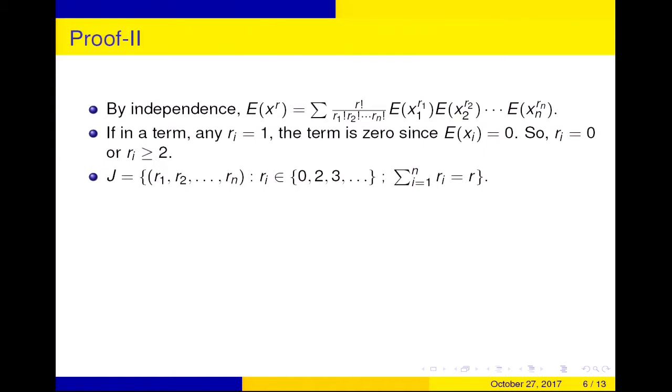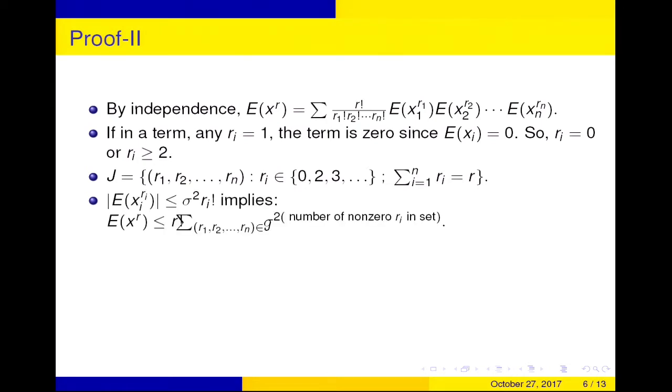So let's consider all of the terms where each Ri is either 0 or 2 or more, because we are only interested in those. We are not interested in the terms where Ri is 1. Every Ri has to be 2 or more if it's non-zero. So I assume this R factorial.